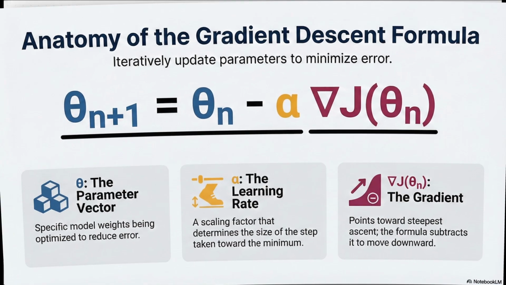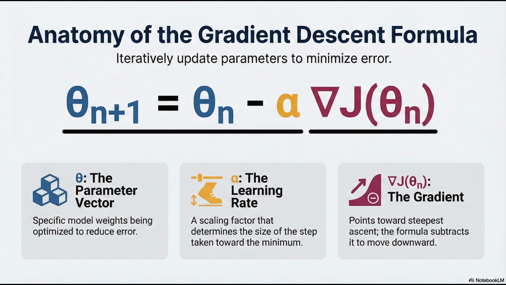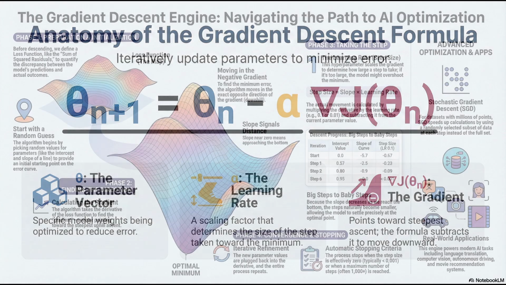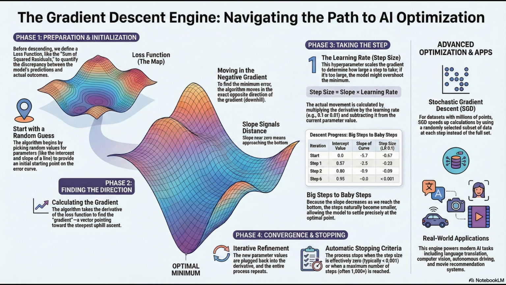So all of this, the map, the compass, the step size, it all comes together in one single core equation. The biker's new position is just their old position minus a step in the right direction. Theta is the biker's current coordinates on the map. Alpha is the size of their step, and that last part is the gradient, our compass pointing uphill, which we make negative to go down. That's it. The whole journey, all in one line. This is literally how a machine learns from its mistakes to improve over time.